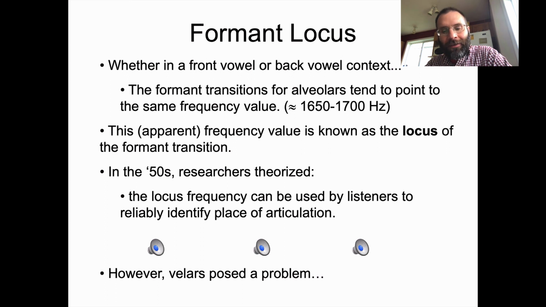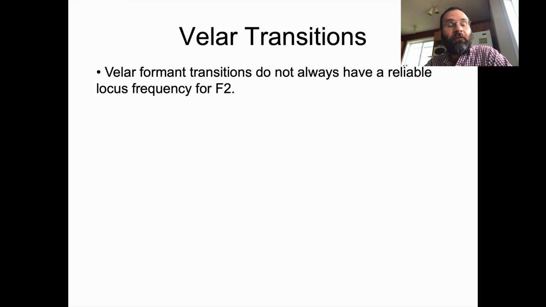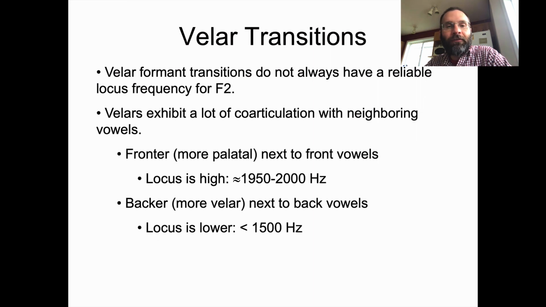The one catch with this: alveolar transitions are more complicated than bilabial transitions, and it turns out that velars are even more complicated for interesting reasons. Velar formant transitions do not have a reliable locus frequency for F2, and one of the reasons is that velars exhibit a lot of co-articulation with neighboring vowels. This is a fact about English.